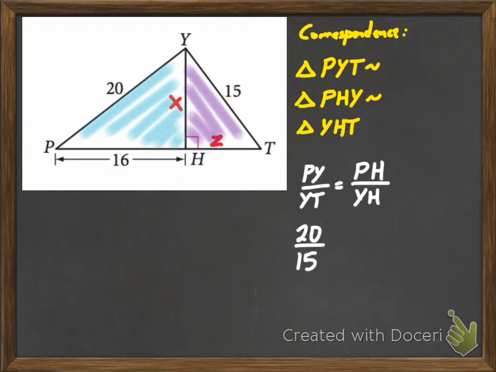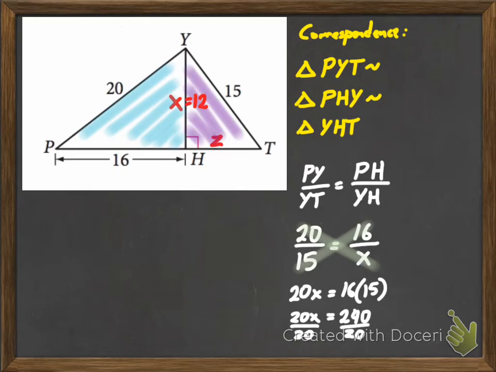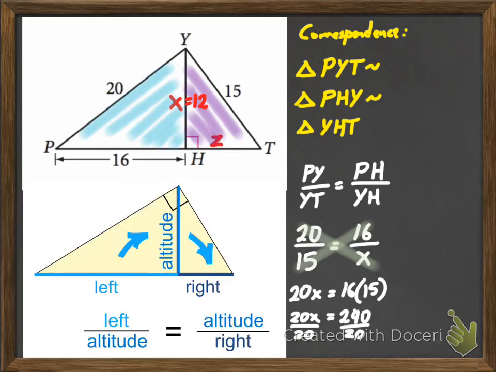So I can set up my ratios, cross multiply, and what do I get? X equals 12. You would have found the same answer if you used Pythagorean theorem to figure out this missing side. So you could have said a squared plus b squared equals c squared, and you would have found the same thing. Now, the reason I wanted to show you the right triangle altitude theorem is because it's really cool when you think about this relationship.